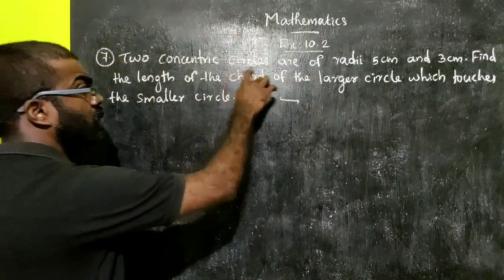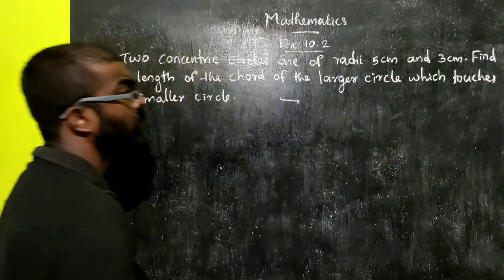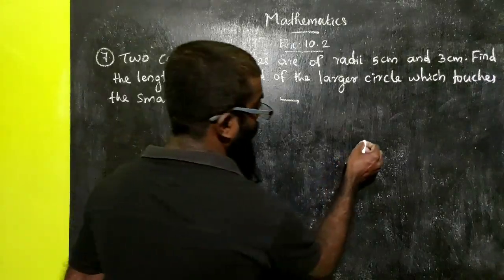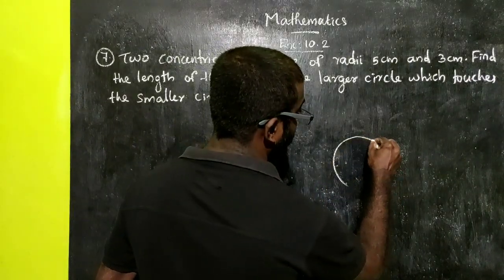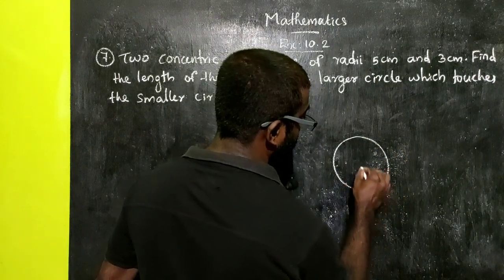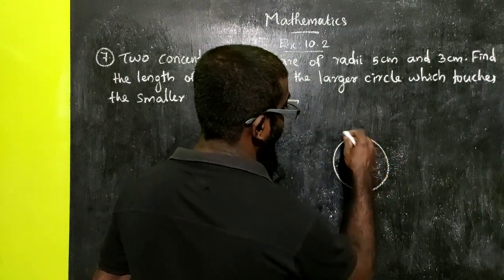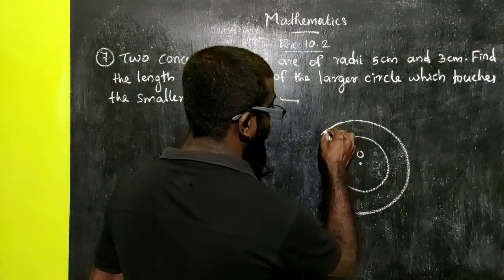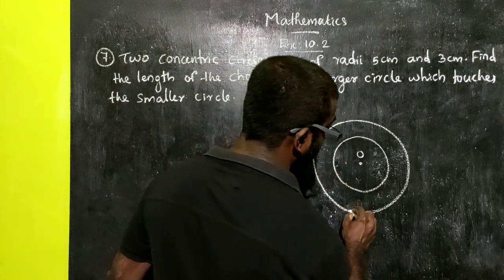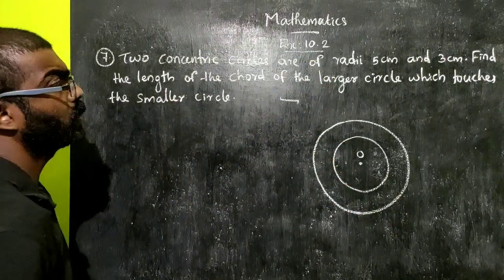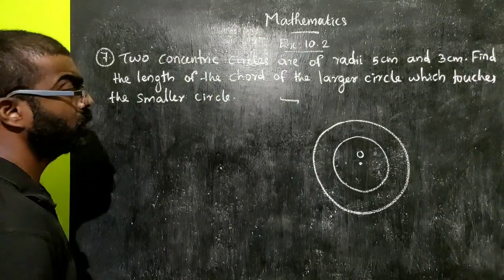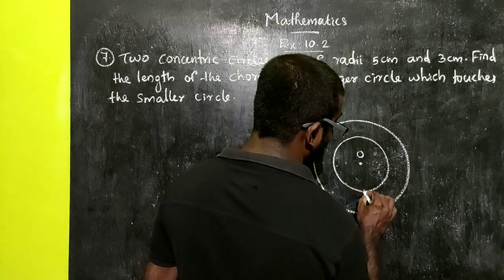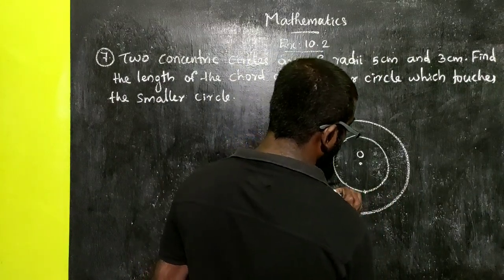Now we move on to question number 7. Two concentric circles are of radii 5 centimeters and 3 centimeters. Concentric circles means circles with the same center. So we can draw two circles with the same center. Find the length of the chord of the larger circle which touches the smaller circle.